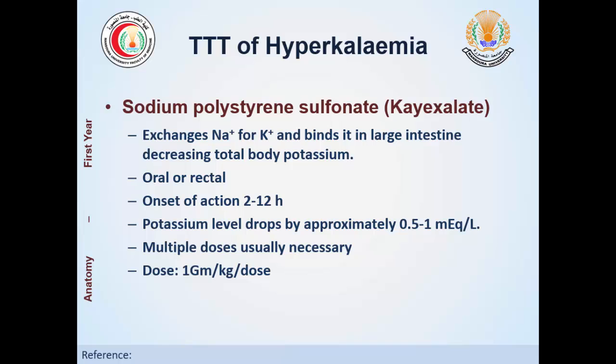الكياكزاليت بدي oral or rectal. ال onset of action from 2 hours to 12 hours. Potassium level drops by approximately half to 1 milli equivalent per liter, and multiple doses usually necessary. The dose is 1 gram per kg per dose.